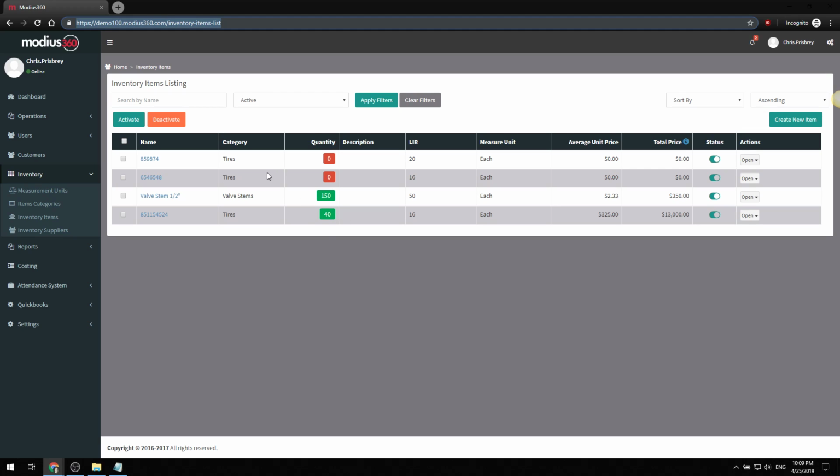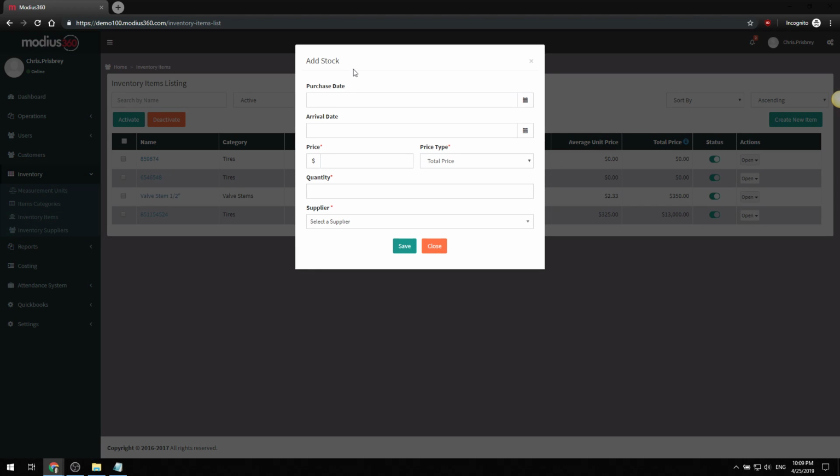What we're going to do is add some of these tires right here. To do so, I'm going to come over to the right side where I've got an action, and I'm going to say add stock. That's going to open up the add stock window, and we've got a few fields: purchase date, arrival date, price, price type, quantity, and supplier.